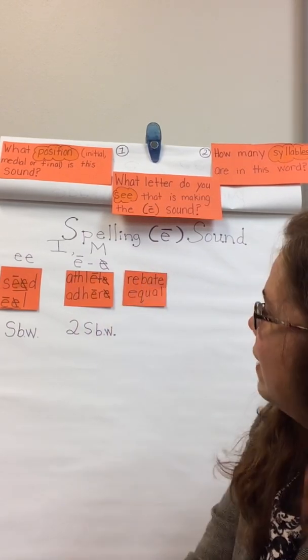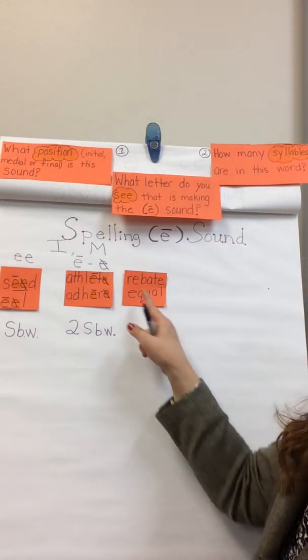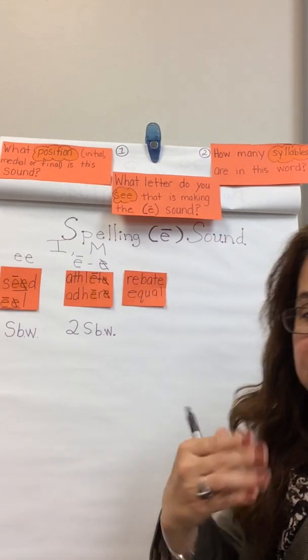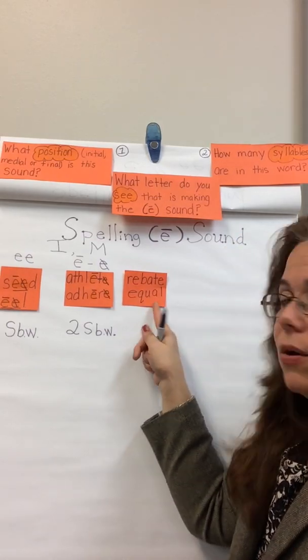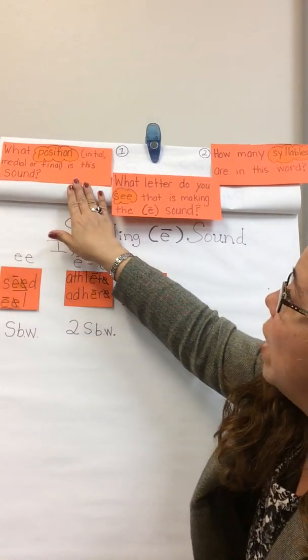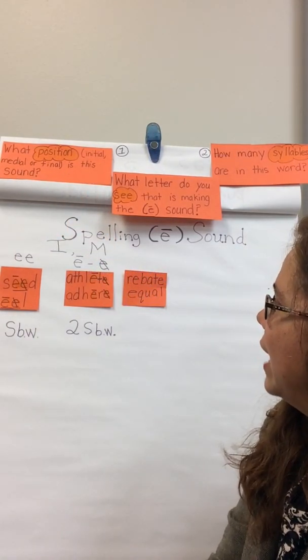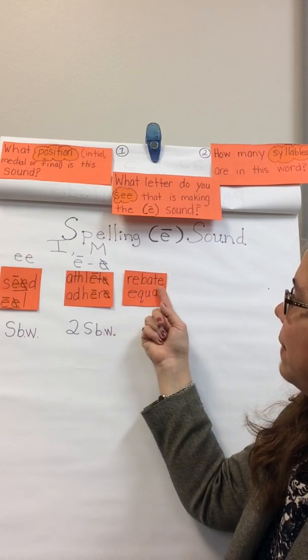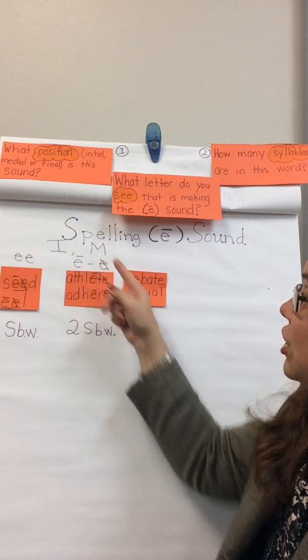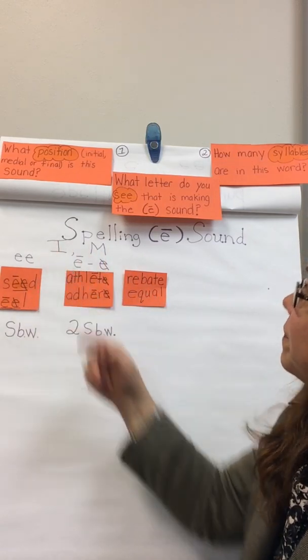Okay. I have 2 more words here. I'm going to say them. I want you to repeat them after me. Rebate. Equal. And then I'll go back to my questions. What position, initial, medial, or final, is this sound? Well, let's look at it. Rebate. It's in the medial position. Equal. It's in the initial position.